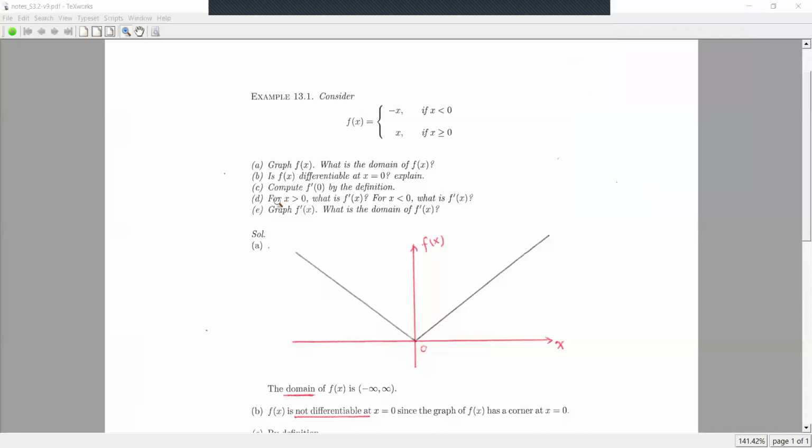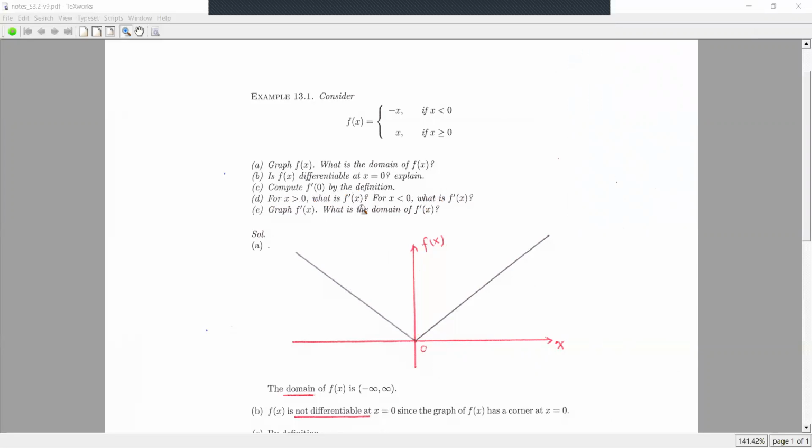Part D. For positive x, what is the derivative at x? For negative x, what is the derivative at x? We can answer this question from the graph of the function.